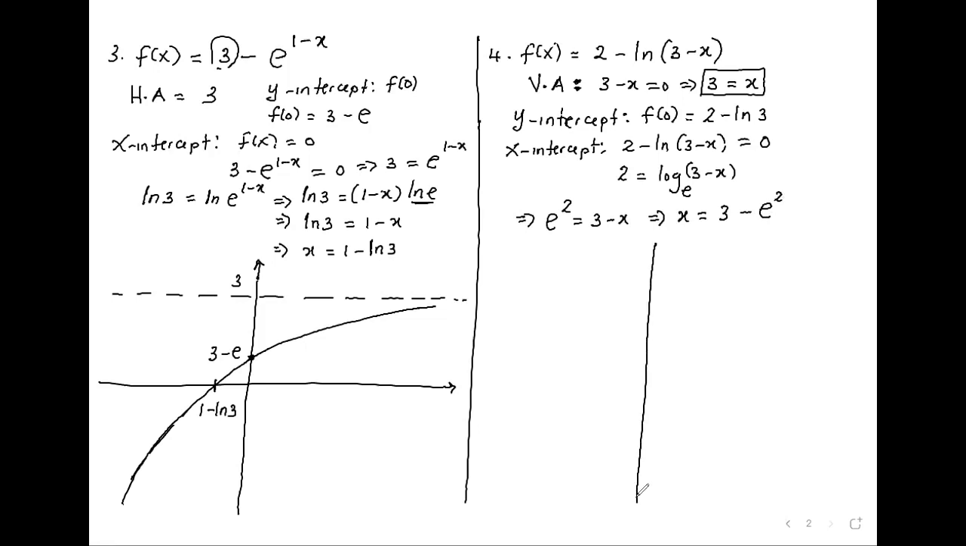And then you sketch. So we have 3 as the vertical asymptote, like that. And then the y-intercept is positive 2 minus ln 3. The x-intercept is negative 3 minus e squared. So this curve is going to come like that.